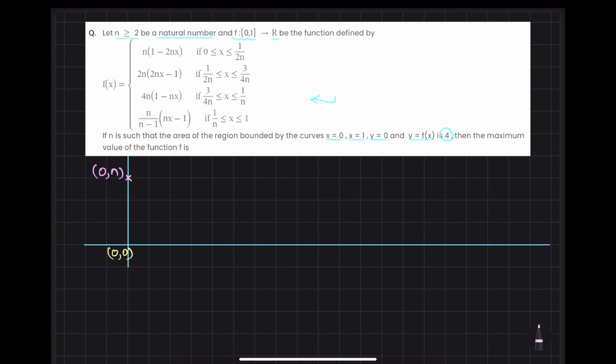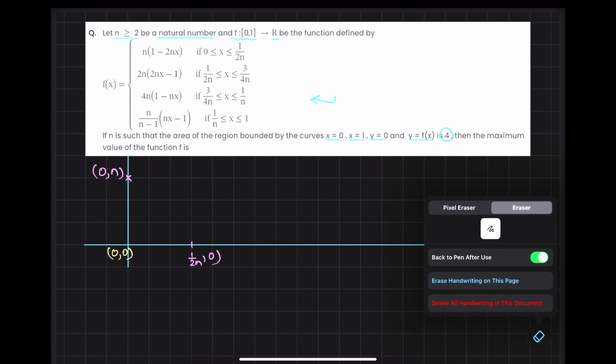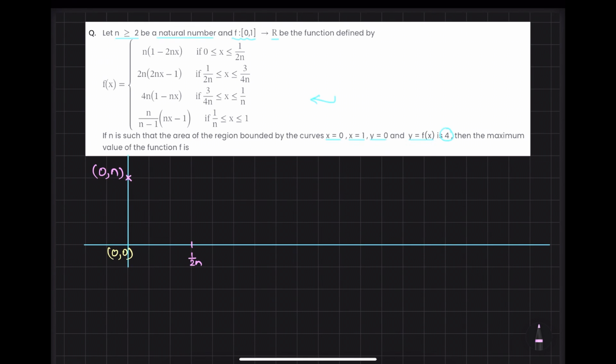Now at 1 by 2n. So suppose that 1 by 2n is somewhere here. 1 by 2n comma 0. I'll be writing only the x coordinate. Okay, so ignore everything else. 1 by 2n. Now, if x is 1 by 2n, this thing will become what? 1 by 2n times 2n, 2n gone, we are left with 1. So 1 minus 1 is 0, 0 times n is what? 0. So your graph will start from n and will reach 0.